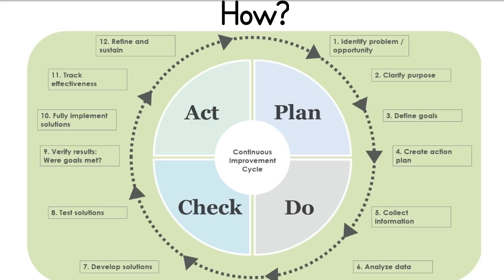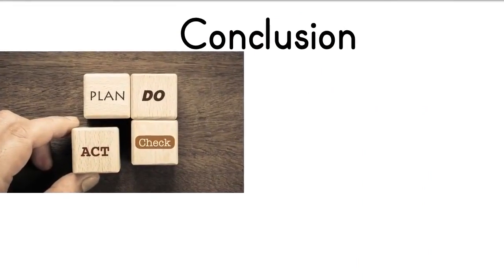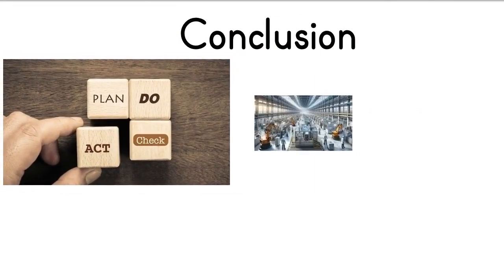Check. After the trial phase, collect data and analyze the results. Compare the outcomes to the original goals to determine whether the plan was successful and identify any areas for improvement. Act. Based on the analysis in the check phase, decide on the next steps. If the plan was successful, expand or standardize it. If not, revise the plan, adjust the approach, and repeat the process to improve further. In conclusion, the PDCA cycle is a valuable tool for anyone looking to improve processes, solve problems, and foster continuous improvement.